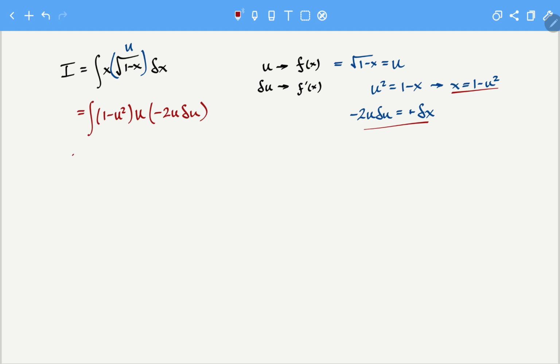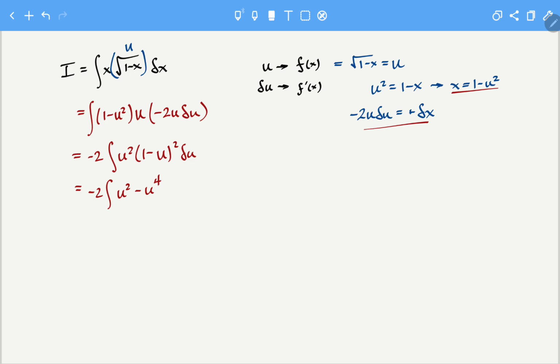So I'll pull out my constants, negative 2. Let's just do some manipulation. u squared minus 1 minus u du, negative 2. I'm just arranging things around here. You can probably see where I'm going with this. u squared minus u to the 4th.